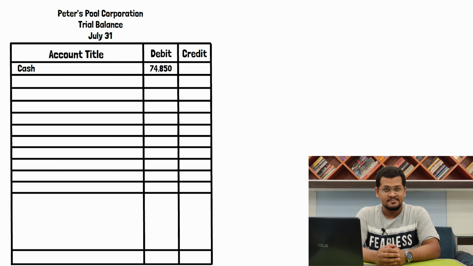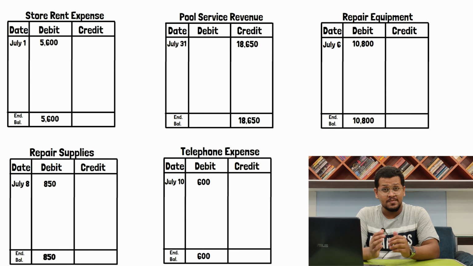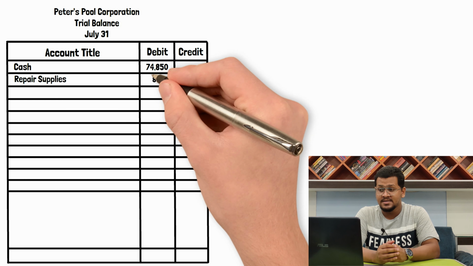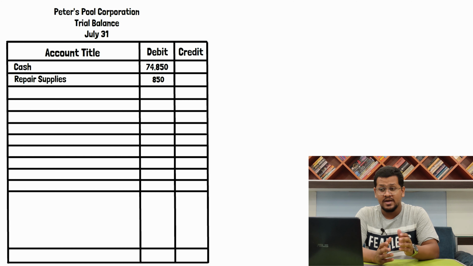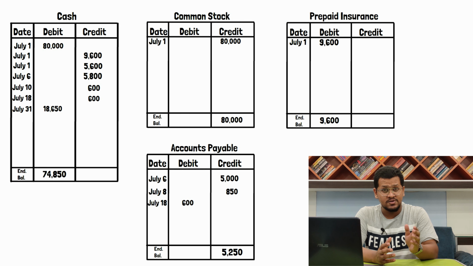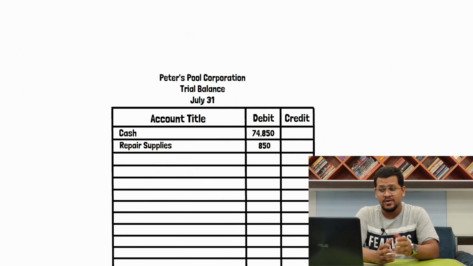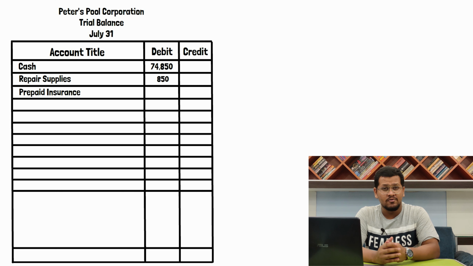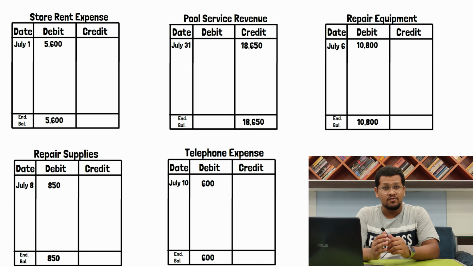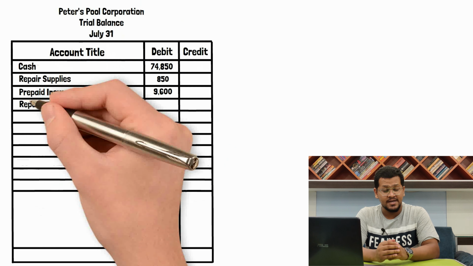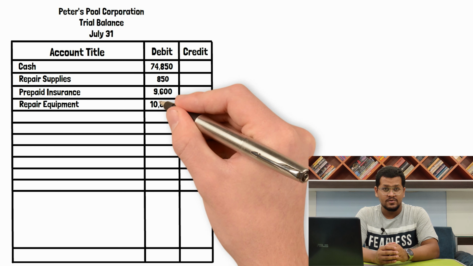the trial balance. Then we have the repair supplies T account where the ending balance is a debit balance of $850. We are going to transfer this to the trial balance and put it under the debit column. Then we have prepaid insurance, the ending balance of which is $9,600. Again, it is a debit balance, so we are going to transfer it to the debit column of our trial balance. Then we have repair equipment, the ending balance of which is $10,800. We are going to transfer $10,800 under the debit column of our trial balance.